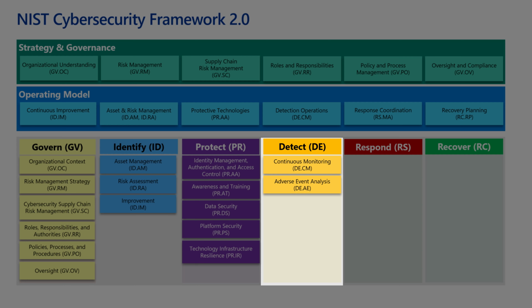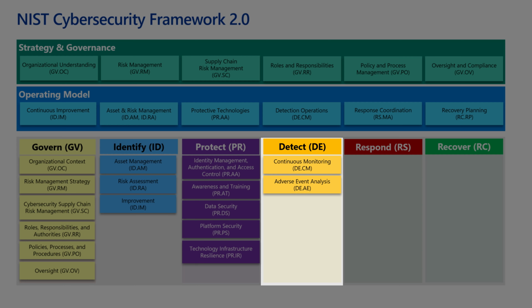The Continuous Monitoring element, DE.CM, involves setting up systems to monitor network activity, user behavior, and system health around the clock. By using automated tools and analytics, we can detect unusual or malicious activities as they happen, allowing for quick investigation and response.